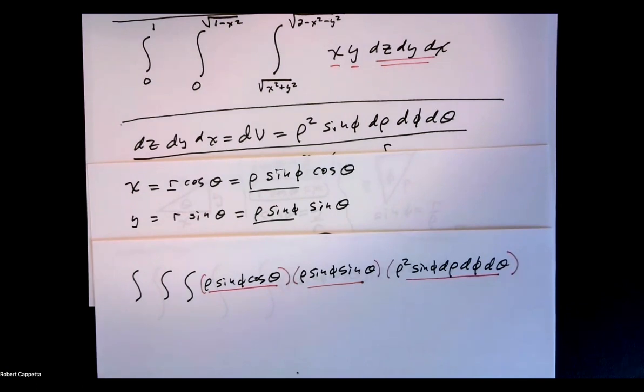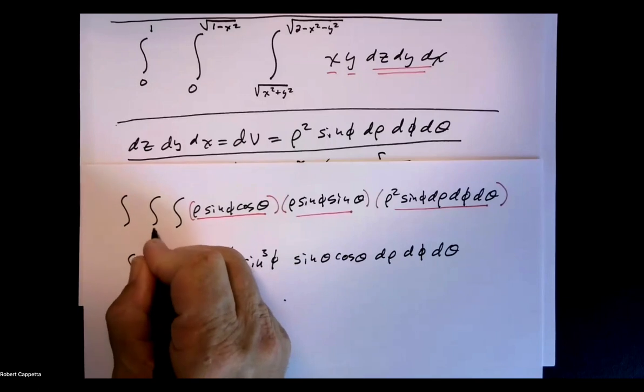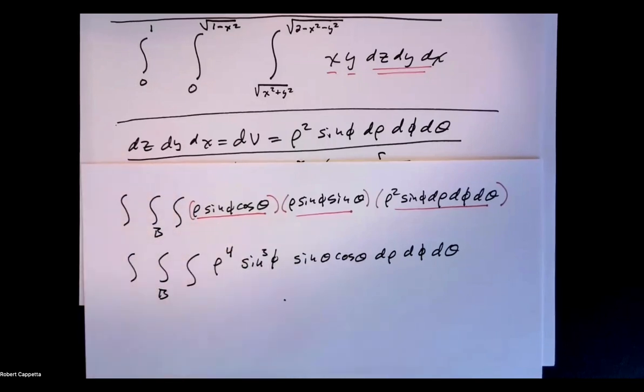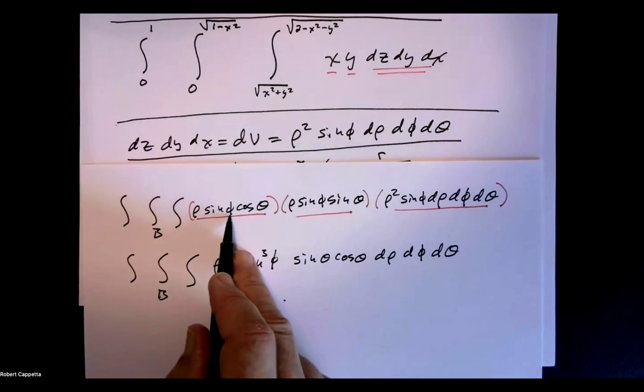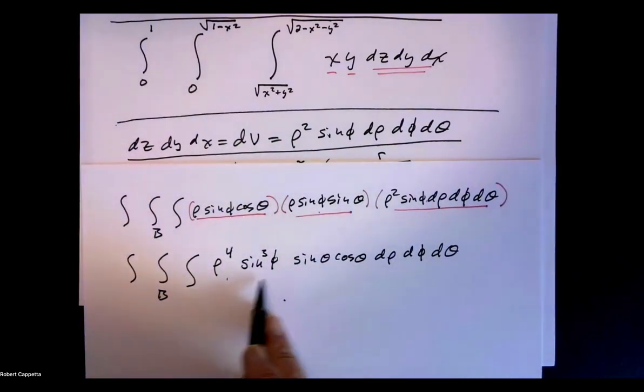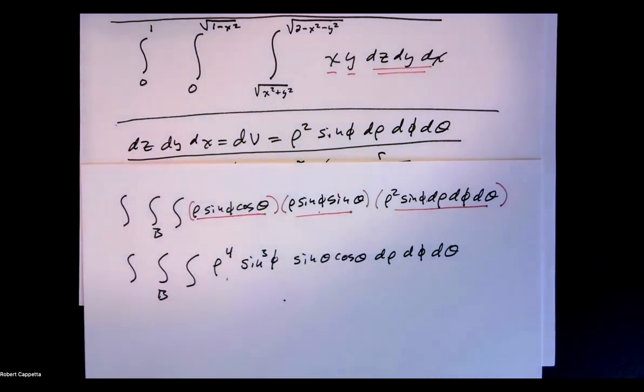Now let's try to simplify that a little bit. So that brings us here, the triple integral over some ball of rho to the fourth sine cubed phi sine theta cos theta d rho d phi d theta. Notice rho squared times rho squared gives rho to the fourth, sine phi times sine phi times sine phi gives sine cubed phi, and then sine theta cos theta, d rho d phi d theta.